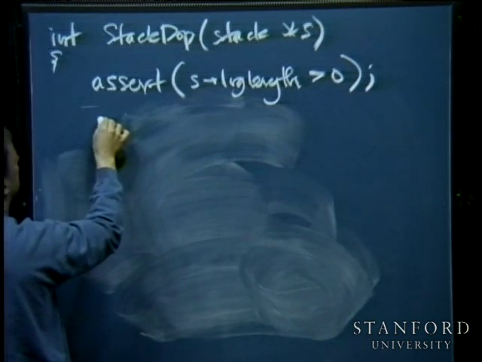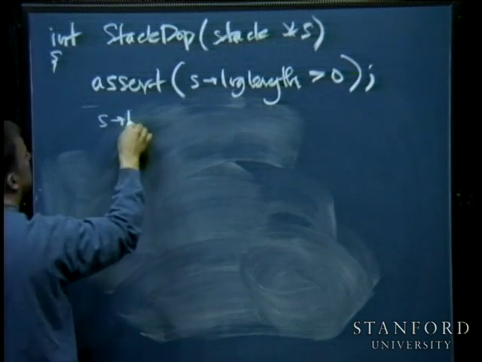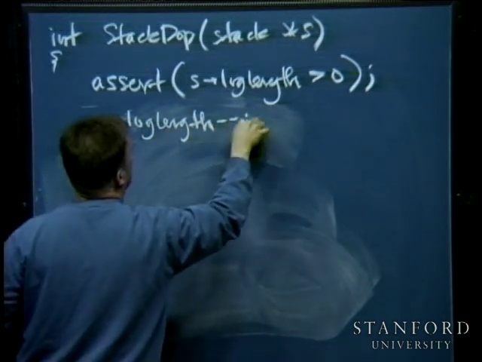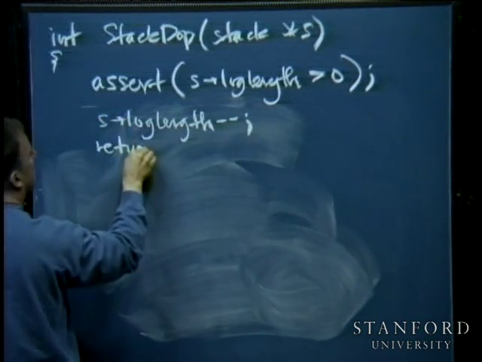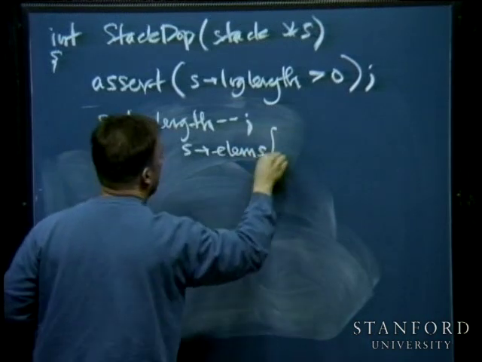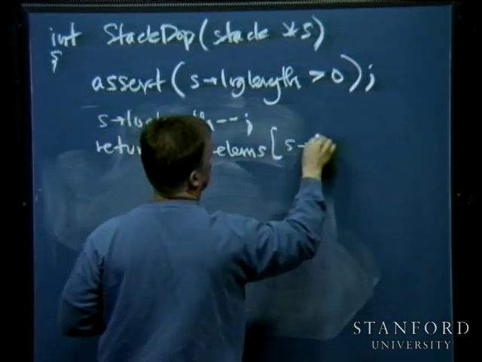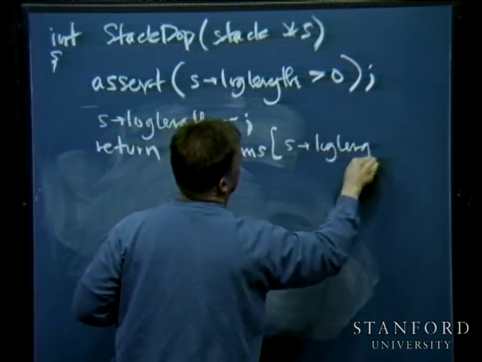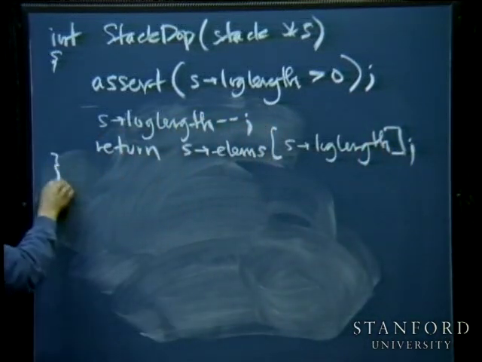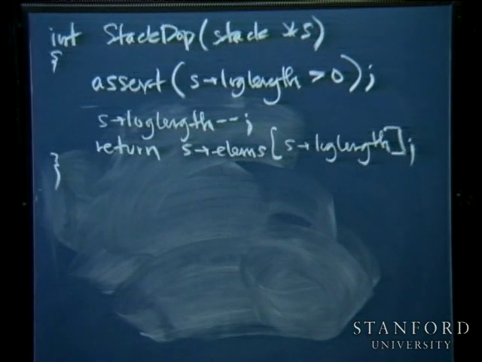So go ahead and do the following. S arrow logical length minus minus, and then return S arrow elems of S arrow logical length. The delta by 1 and the array access are in the opposite order here, I think for pretty obvious reasons.